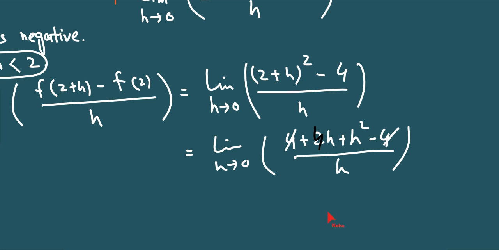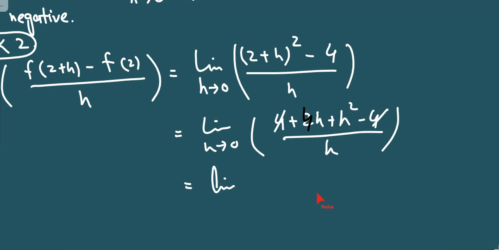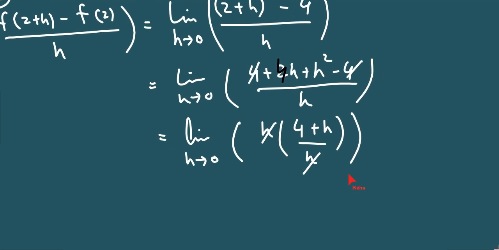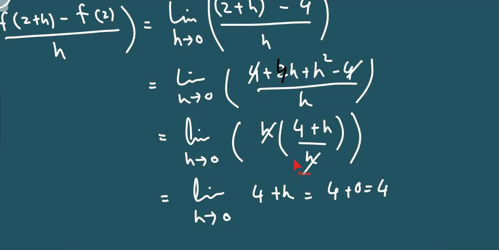Yes, exactly. Thank you. So it would be limit h tends to 0. I can take h common from the numerator, and I will get 4 plus h over 1. So h will be cancelled out, right? So now I got limit h tends to 0 of 4 plus h, and it is 4 plus 0, which is 4. So when we test the limit from the left side, the answer we got is 4, right?